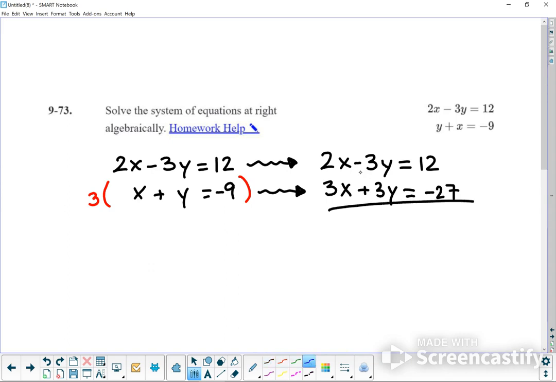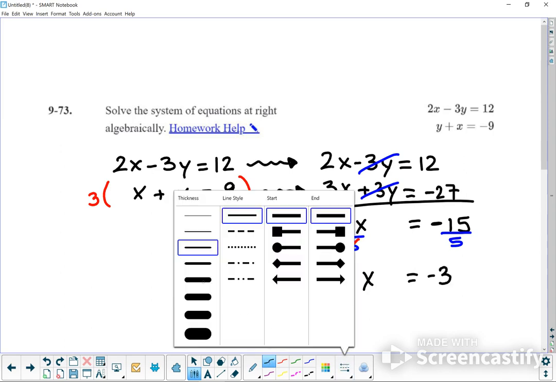Right, so that's what I'm going to work on. I'm going to cancel the negative 3y and positive 3y. That's going to leave me with 5x equals 12 minus 27, which is negative 15. Okay, and then I'm going to divide by 5. These are going to cancel, and I get x equals negative 3. So here's part of my answer.